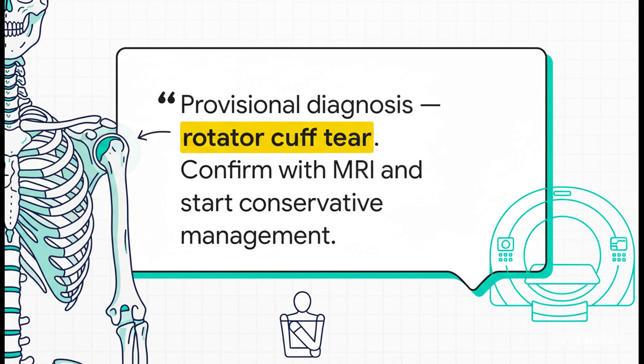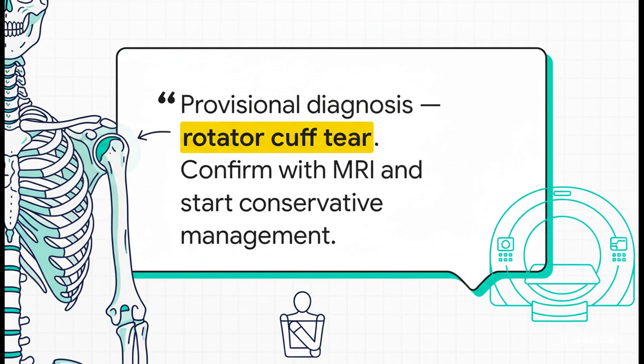This 55-year-old female presents with a 6-month history of gradual onset right shoulder pain, associated with night pain and weakness on overhead activities. Examination reveals supraspinatus wasting, a painful arc on abduction, a positive empty can test, and a positive drop arm test. My provisional diagnosis is a rotator cuff tear of the right shoulder, likely involving the supraspinatus.